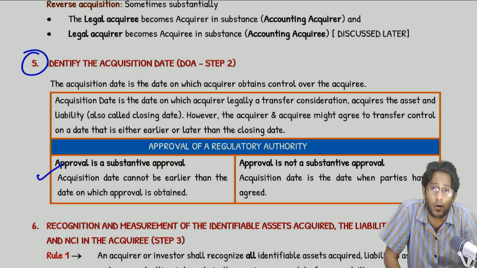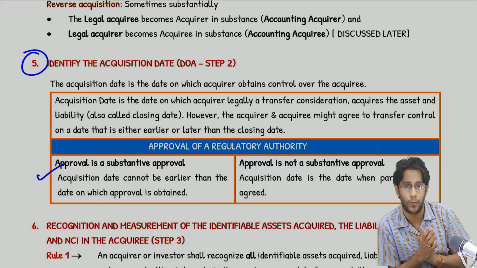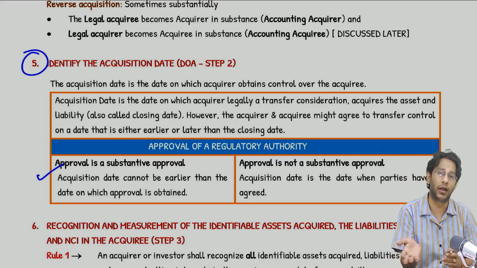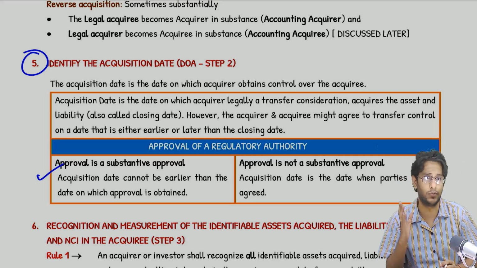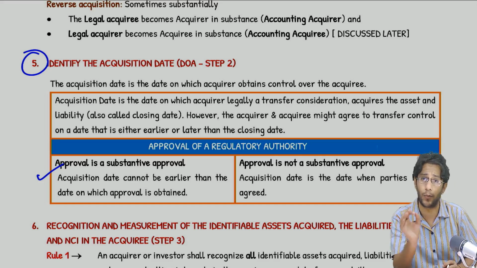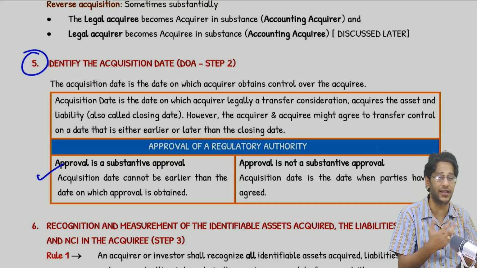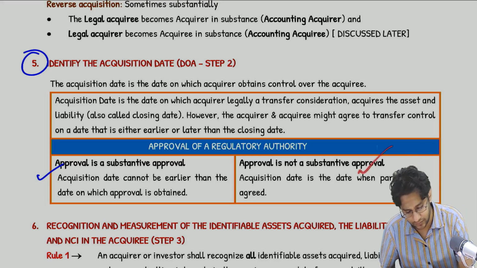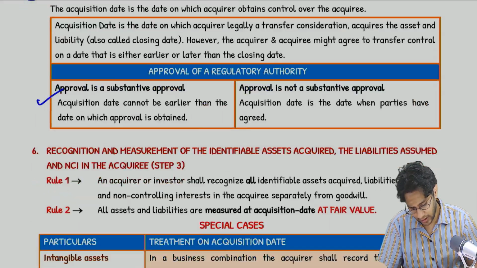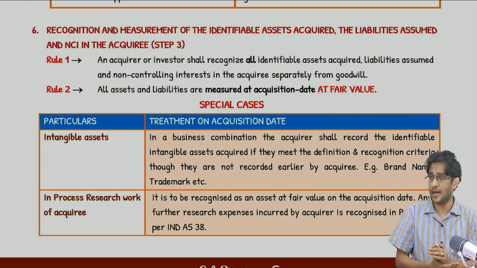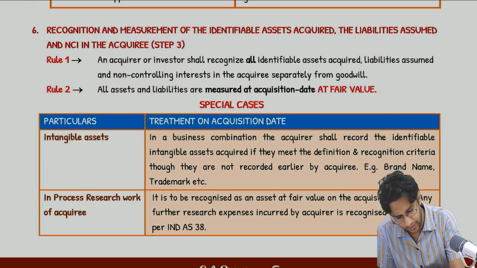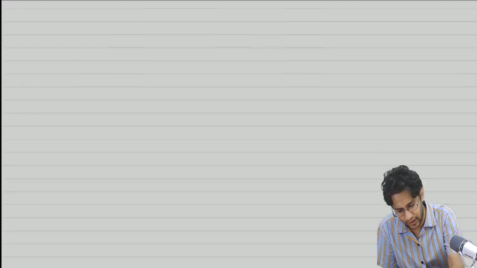Sir, what if the approval is not a substantive approval? If the approval is not substantive, then whatever date you have agreed, that date only is the date of acquisition, even though that regulatory approval has not actually been received, because it's anyway not substantive. So the next step is recognizing assets, liabilities and all. But before we go into that, let me put a small framework for you, and then with that background we'll try to discuss.